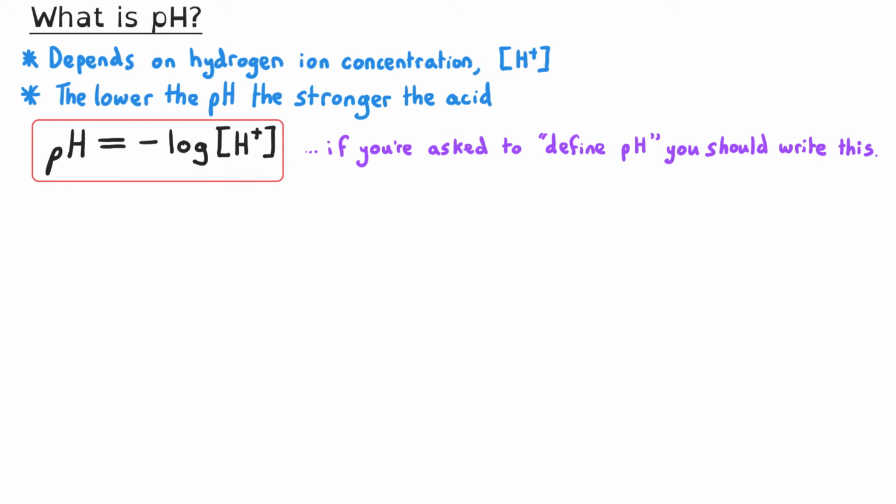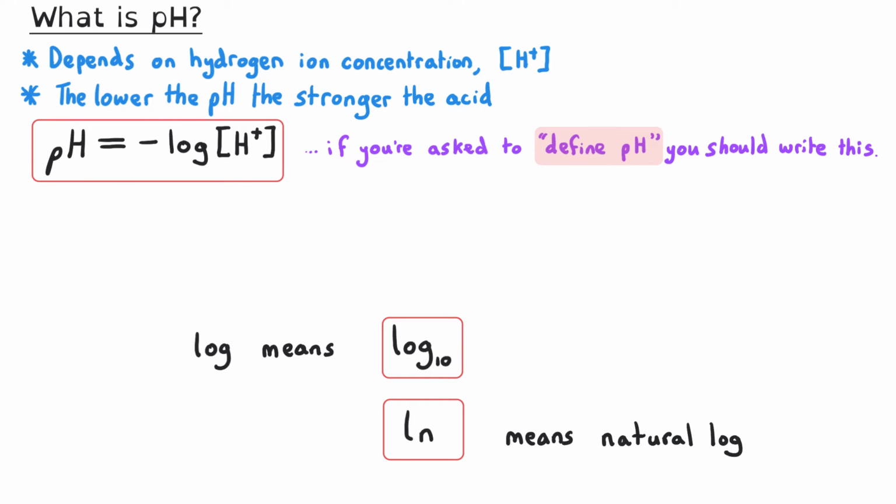And in fact, if a question asks you to define pH, they really just want you to give back this really important equation that's here in the form as I've written inside the box. The calculation is log to the base 10, but we don't normally write that 10 because we assume that when we're writing log, that's what we mean. And if we mean something else, for instance, in the kinetics topic, we write ln for natural log.